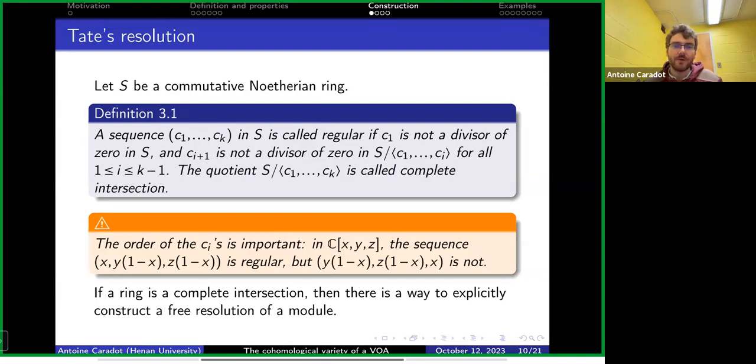So if a ring is a complete intersection, there is a way to construct a free resolution of a module for this ring. Because remember, the space we want to consider is the Yoneda algebra. And I mentioned in the two possible ways to see this Yoneda algebra that it can be obtained as the cohomology of, you take the projective resolution of your module, you take the hom of this, and then you take the cohomology, which gives you your space. So we need a way to construct this resolution.